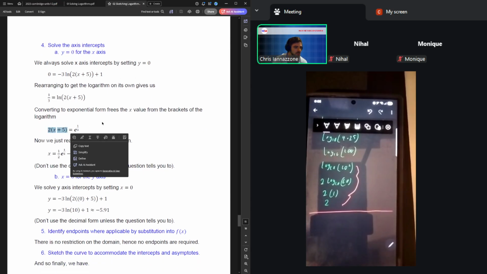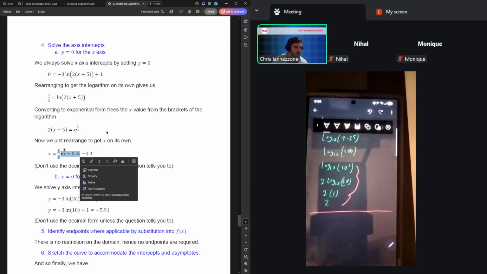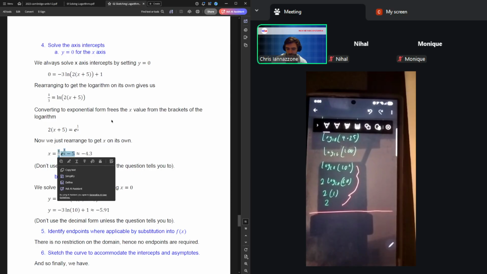From there, rearranging is trivial. Just divide everything by 2 and subtract 5, and you get your x-intercept. You'll pretty much always have to do the exact form, but if they ask for a decimal, then by all means go ahead and do that.